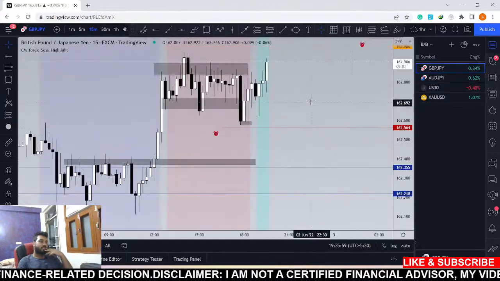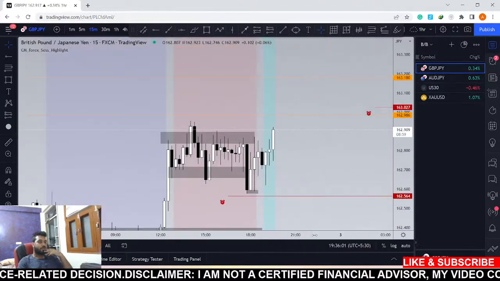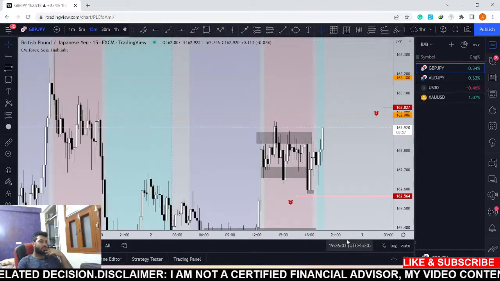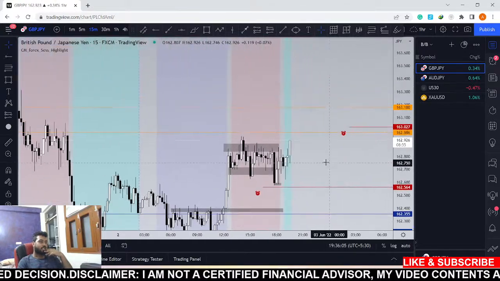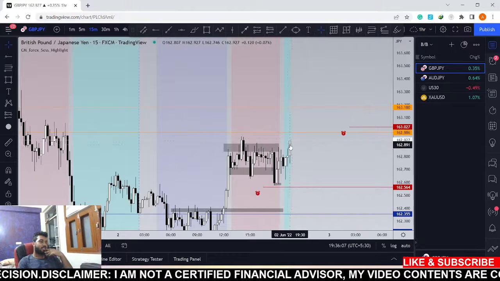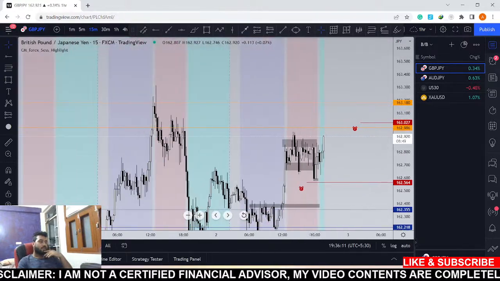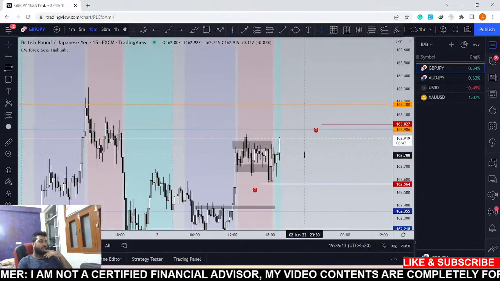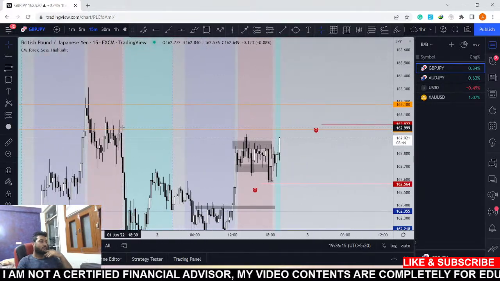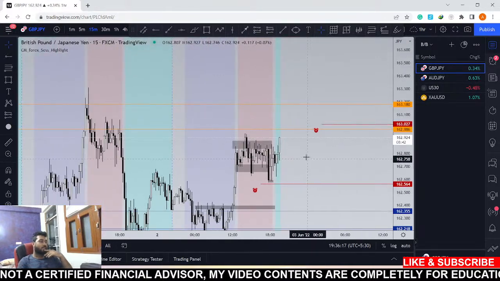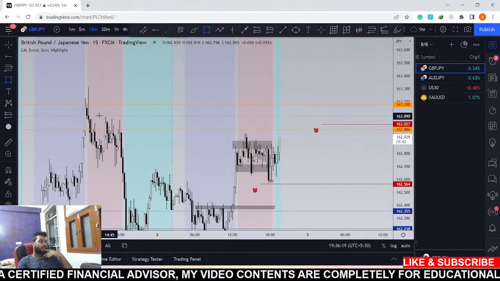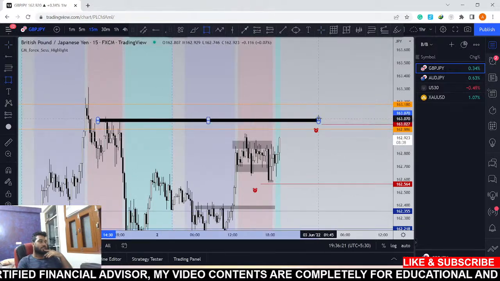Now GJ is making its move. So we can have a little point GJ. Let's wait for the close of this candle. If this candle closes bullish, we can take the entry. But we also have to consider one more thing, that we are having some sort of resistance at this area.